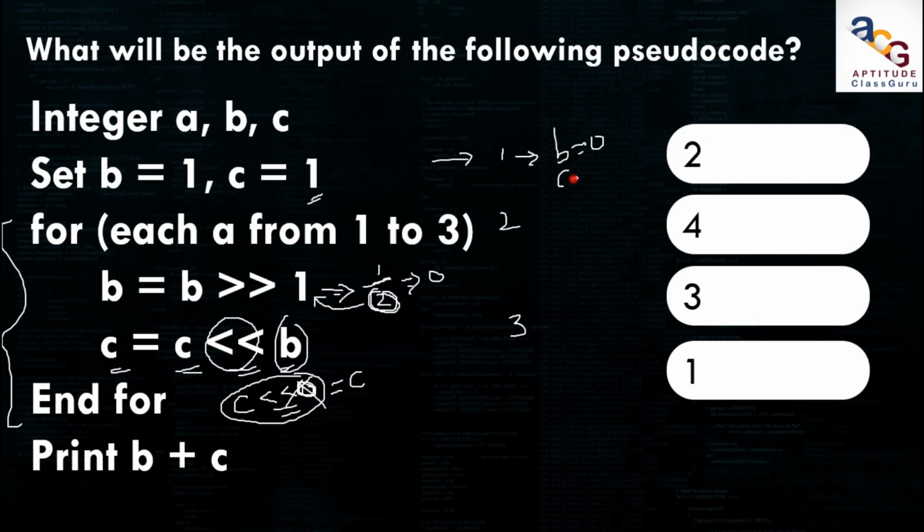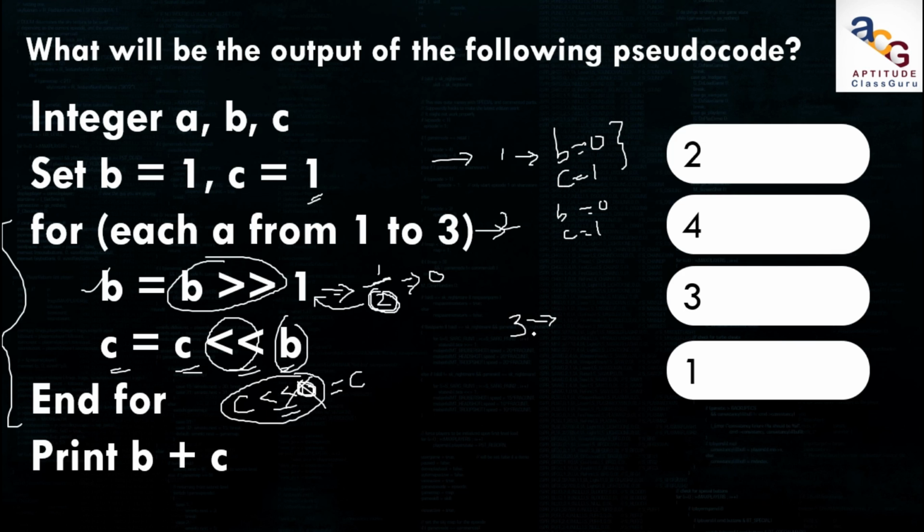itself. So C equal to 1. These are the values of B and C in the first iteration. And when I enter into the second iteration, what is the B value? It has already become 0. So if you perform any right shift operation, it remains the same. B equal to 0, and C less than 0 also remains the same. Again C equal to 1.